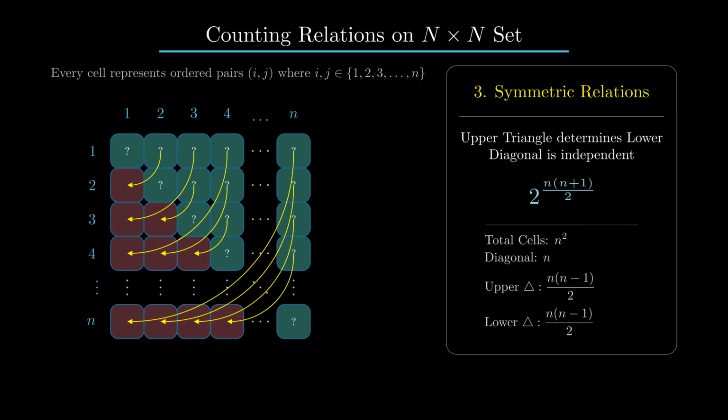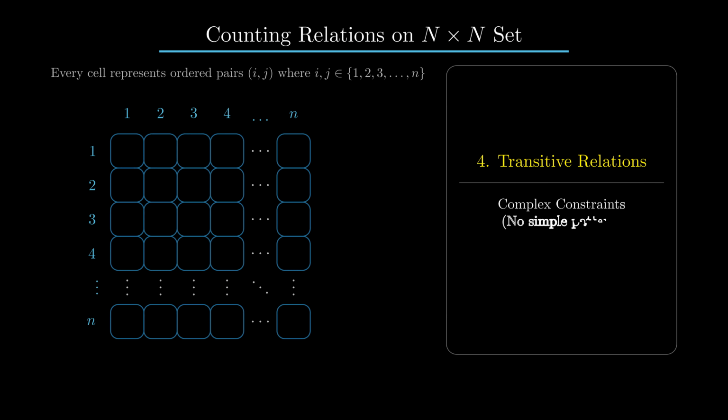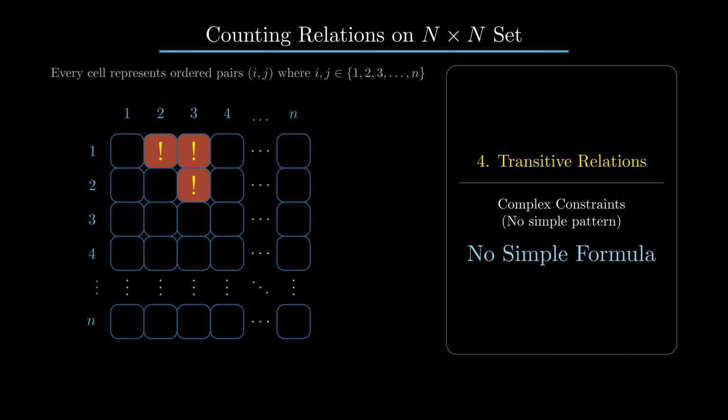Fourth, we have transitive relations. This states that if A relates to B and B relates to C, then A must relate to C. Unlike the previous examples, this doesn't create a simple geometric pattern on the grid. The constraints interfere with each other in complex ways. In fact, there is currently no known simple closed form formula to count transitive relations for a general n.